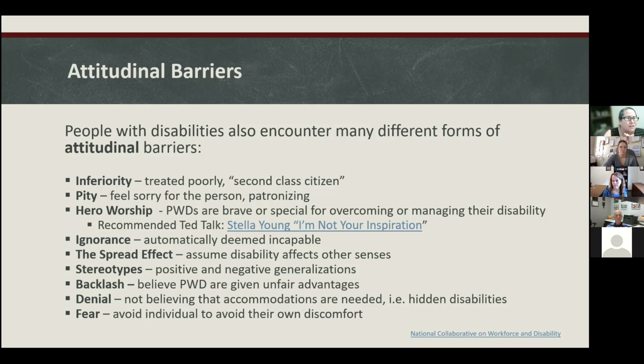The positive and negative stereotypes, the things that come from just perceptions and media and stuff like that, and just carrying that forward. We also sometimes hear from students the backlash, oh, well, because you have a disability, you get this benefit. And so you're given this unfair advantage that other people wouldn't get. So hearing those attitudes. The denial, not believing that someone actually has a disability.